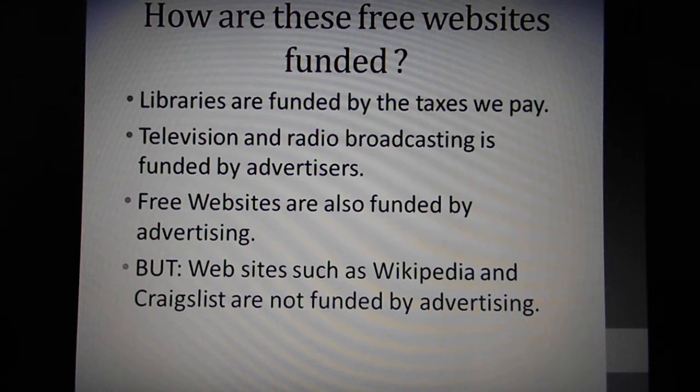We know libraries are funded by the taxes we pay, and radio and television broadcasting is funded by advertisers. Well, it is also advertising that is responsible for paying for many free sites. Even though the majority of free sites are funded by advertisers, sites such as Wikipedia do not include any type of advertisements. Instead, Wikipedia is funded by donations. There is also Craigslist, which charges certain businesses and brokers who post announcements on their site, and this keeps the service free for the rest of us.